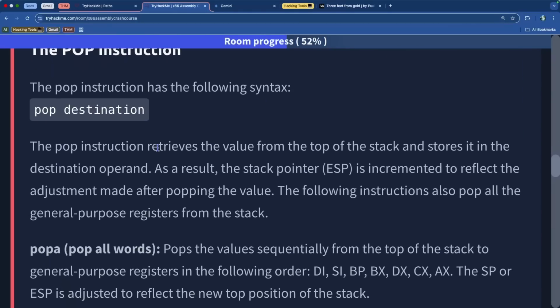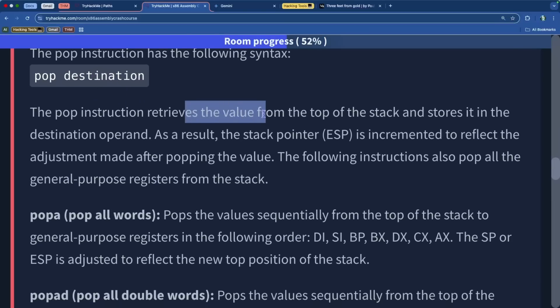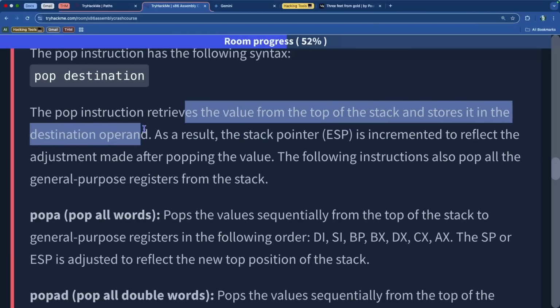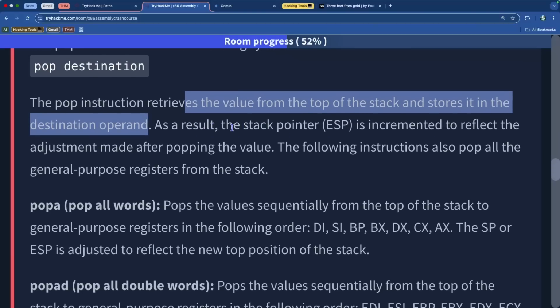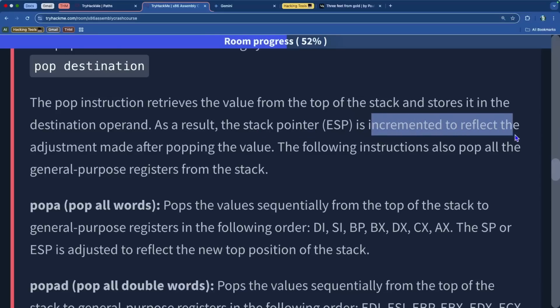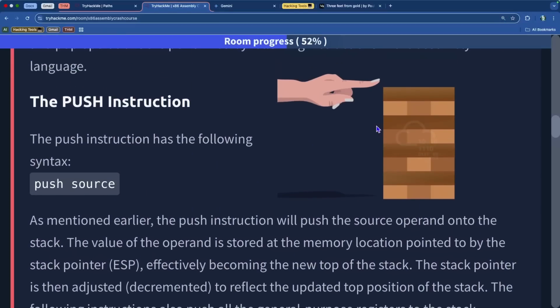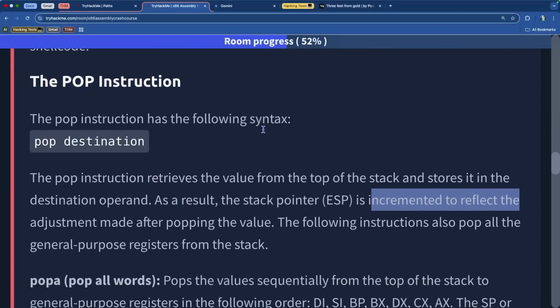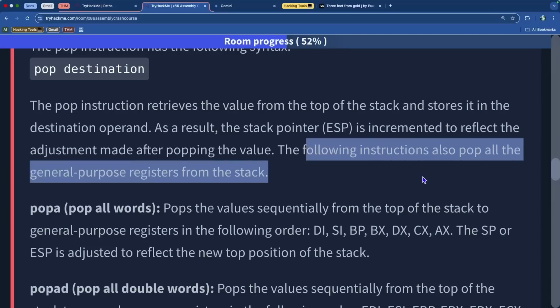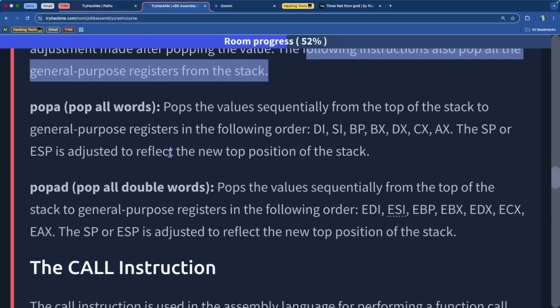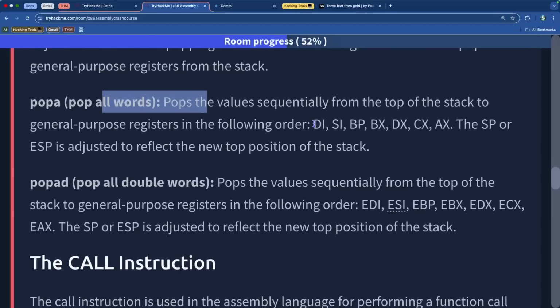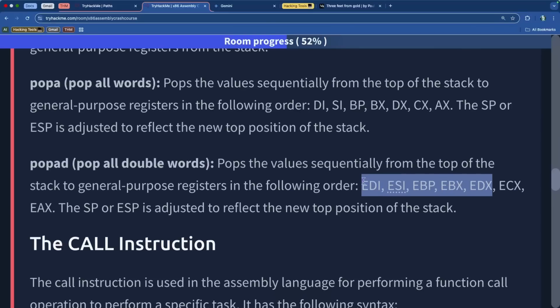The pop instruction is taking something off of the stack, right? So push puts something on the stack. Pop retrieves the value from the top of the stack and stores it in the destination operand. As a result, the stack pointer, ESP, is incremented to reflect the adjustment. So again, if you're taking this off, that means these things are now going to move up by 1. So it's going to be incremented. The following instructions also pop all the general purpose registers. So you have pop A, which will pop all words, which means all of the single words, and you have pop AD, which will take all the double words, meaning all of these things right here.